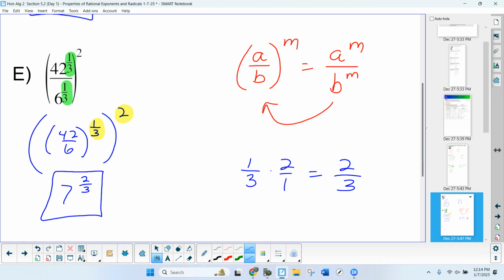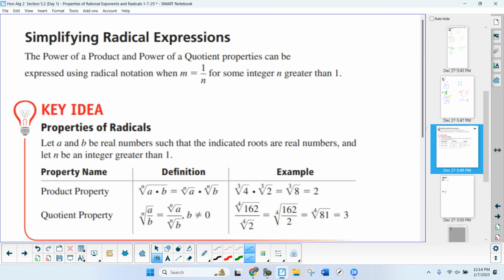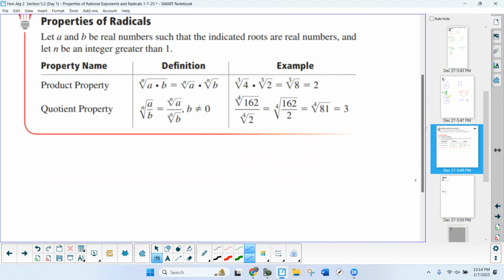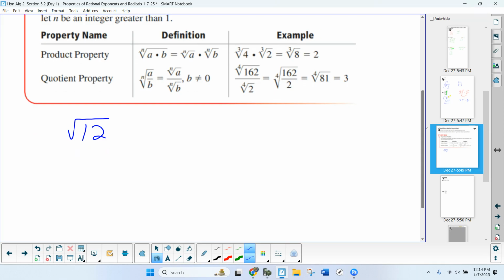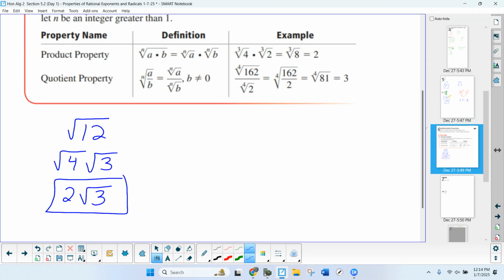Okay, the second part of your homework tonight is going to deal with the fact that, and you guys know all these rules, we can separate radicals up. For example, square root of 12. Okay, did I leave you any room after the slide? I sure didn't, did I? Okay, square root of 12. What can I break square root of 12 up into? Square root of 4, and what's the square root of 4? 2 square root of 3. So we did that this year.